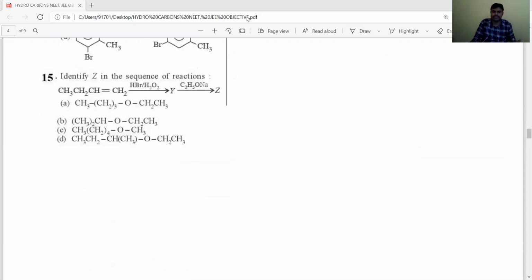15th question, very easy and important. This kind of question is about conversions. Now, for the alkene, addition of HBr in the presence of hydrogen peroxide, that is the peroxide effect, is called an anti-Markovnikov addition reaction. Okay, students, anti-Markovnikov addition reaction. And the second application is Williamson ether synthesis.